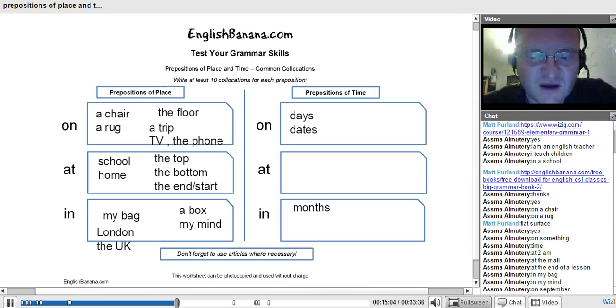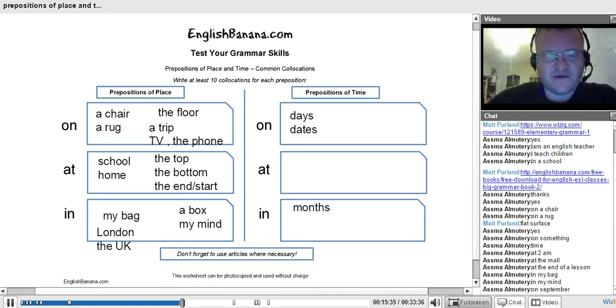Yeah, that's because the month has many parts. So it has lots of different points inside it. So we would use in, but a specific day, there's only one day, so it would be on the day. Okay.